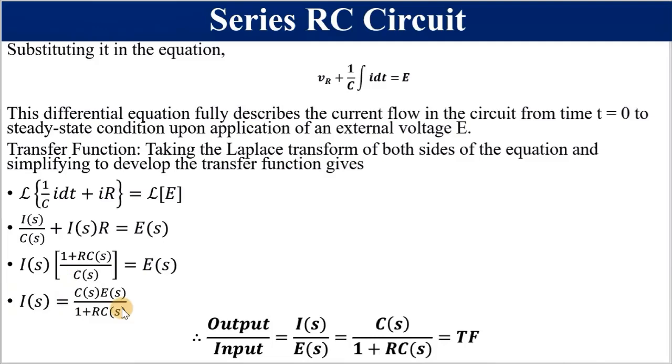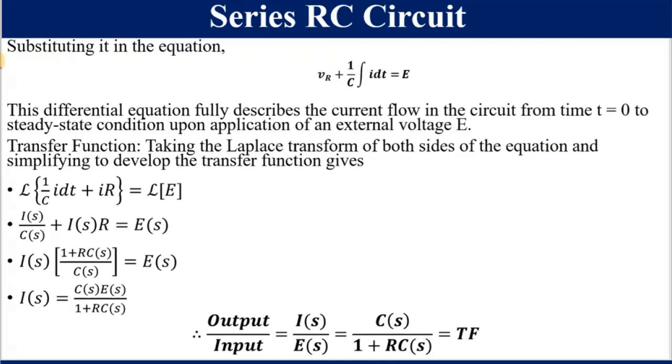We are now going to form the transfer function. How do we do that? We are going to divide both sides by E of S. So we are saying the ratio of output current to input voltage is equal to C S divided by 1 plus R times C S, and this is the transfer function. Please take note, this is for an RC circuit. We'll do the same for an RL as well as for an RLC.